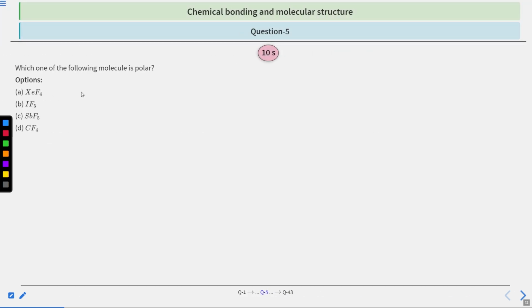Moving to the next question, question number 5. Which one of the following molecules is polar? The options are XeF4, IF5, SbF5 or CF4. You have 10 seconds to solve this question. After that, we will see the answer.